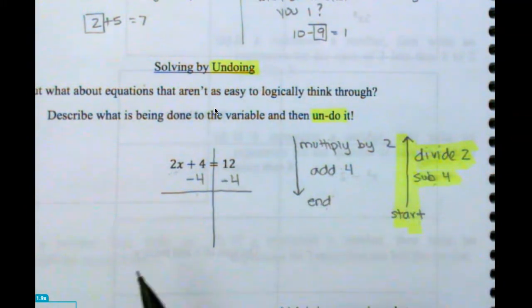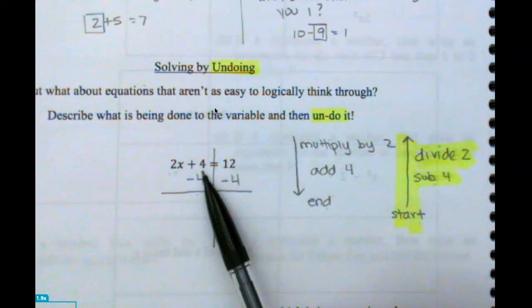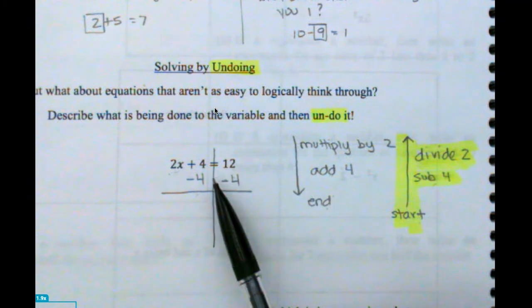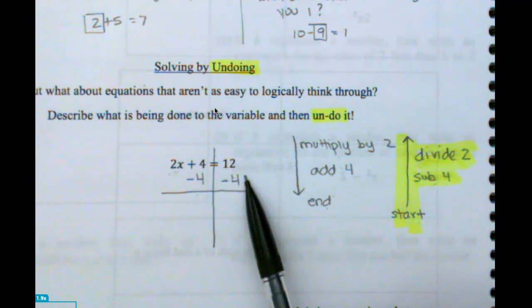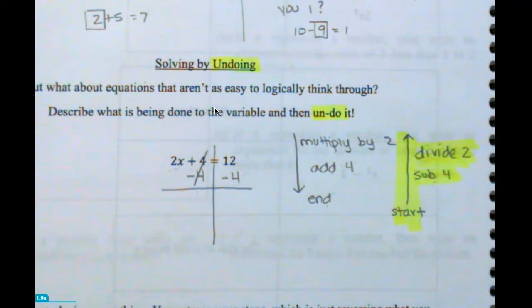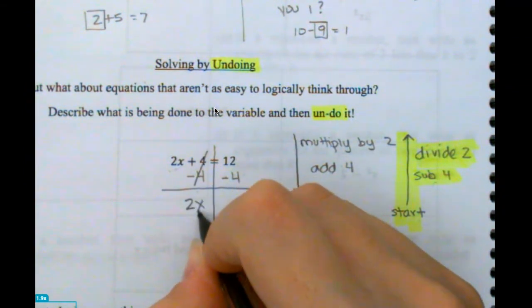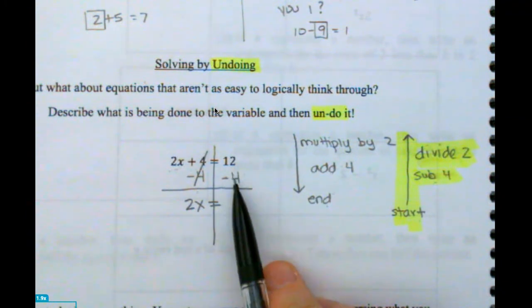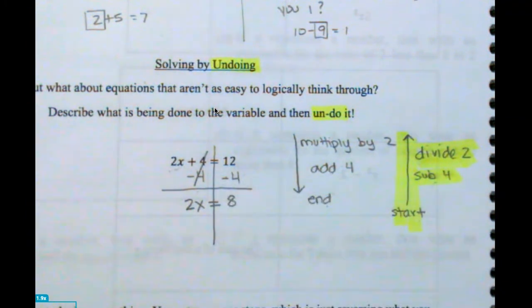Remember, in an equation, whatever you do to one side, you have to do the other side to keep it balanced. Okay? You can't just subtract 4 to one side and not the other side. It won't work. So these cancel out to 0, and I'm left with 2x on the left, and on the right, 12 minus 4 is going to give me an 8. That was my step 1 of subtracting 4.